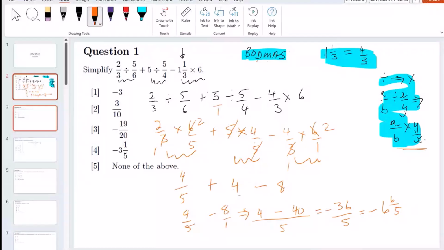2/3, 6/5, 5, 4/5 minus 4/3 multiplied by 6. Okay, this is 3, this is 2, this is going to be 4/5. Okay, please help me to check. 5 comes, this is going to be 4/1. Good. So this one, it is 3 goes 2 times, 4 multiplied by 2, it is 8.